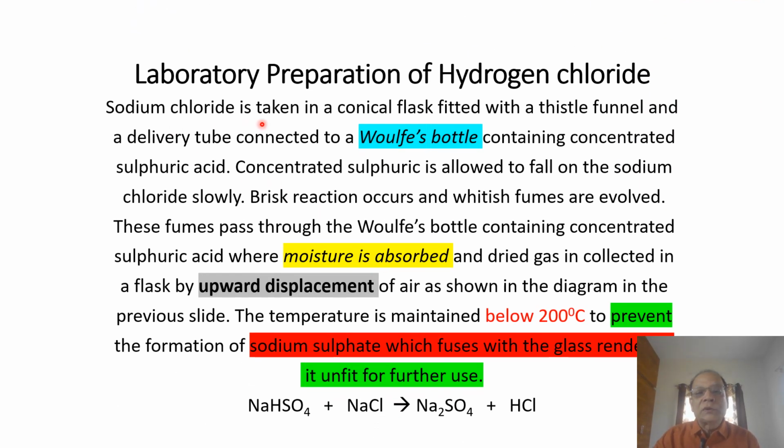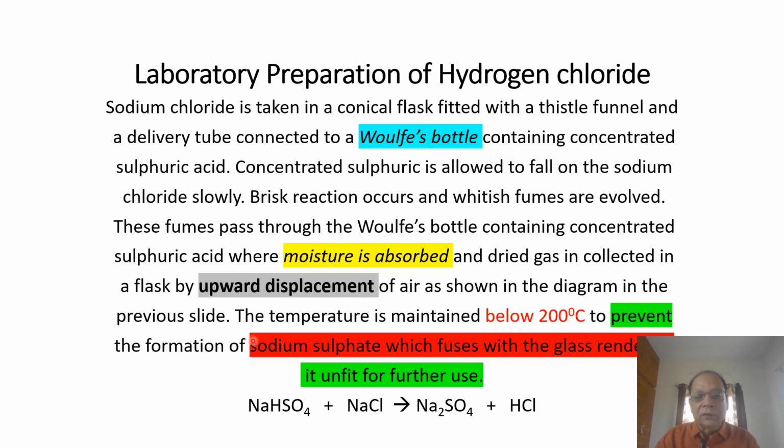The sodium chloride is taken in a conical flask fitted with a thistle funnel and a delivery tube connected to a Wolf's bottle containing concentrated sulfuric acid. Concentrated sulfuric acid is allowed to fall on the sodium chloride slowly. Brisk reaction occurs and whitish fumes are evolved. These fumes pass through the Wolf's bottle containing concentrated sulfuric acid, where moisture is absorbed and dried gas is collected in a flask by upward displacement of air, as shown in the diagram above.